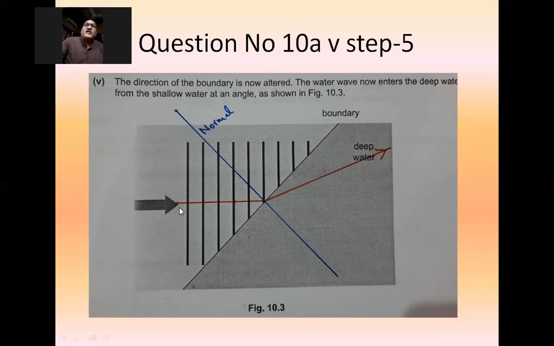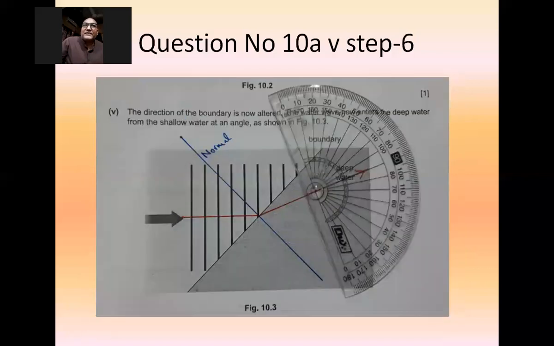Here there's no calculation involved. Simply, this was the direction line, and the original path is this, but I will bend it away from the normal. So you can see this red line. This is showing that the water waves will bend away from the normal. So no calculation involved, only this concept. Okay, now it's very tricky.